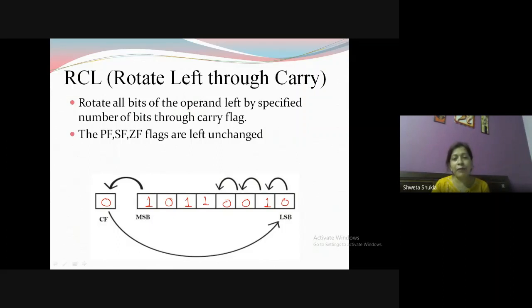Again, every bit will move towards its left side. Remember, this will move here, then here, similarly. But in case of ROL, what happened? The MSB moved to CF and also to the LSB. But now, since we are doing rotate left through carry, the bit which is present in the carry flag will move to the LSB. Remember this thing. This is the only difference.